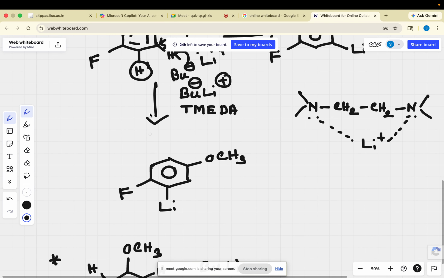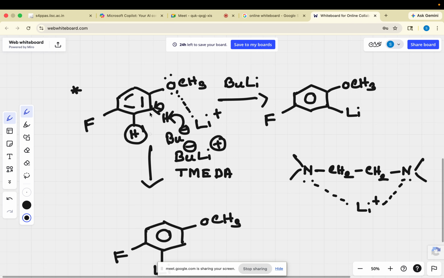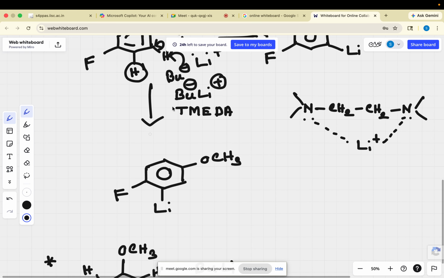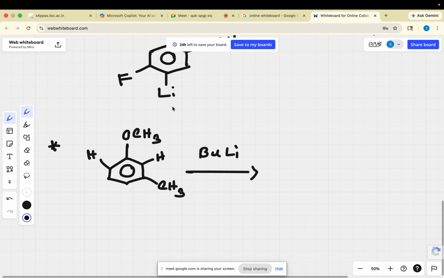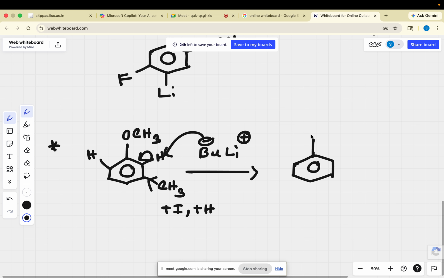So see, in the previous example the proton was abstracted from there because both are electron withdrawing groups. But here, this methyl is basically an electron donating group, right? So it has a plus I effect as well as a plus H effect. Suppose it is abstracting this proton, so what are you getting? You have the methoxy group here, the methyl group here, and the negative charge is forming here.